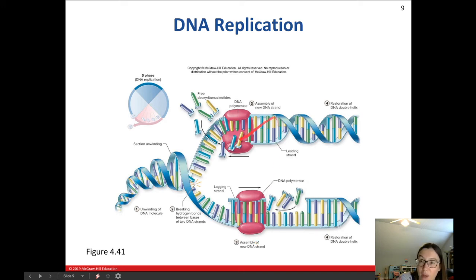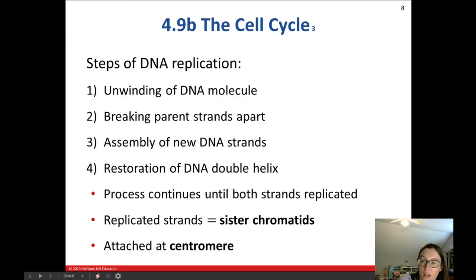This is why we call it semi-conservative, because we're conserving half of the original strand of DNA. So these new strands of DNA each have half of them made of the original strand of DNA. So it's semi-conservative. And then DNA polymerase is going to bind these nucleotides here to make a new strand. And they know which nucleotides to bind because A only binds to T and C only binds to G. This process is going to continue until both strands are replicated.